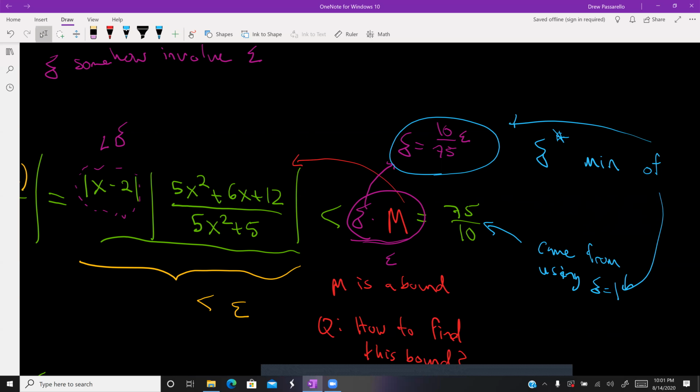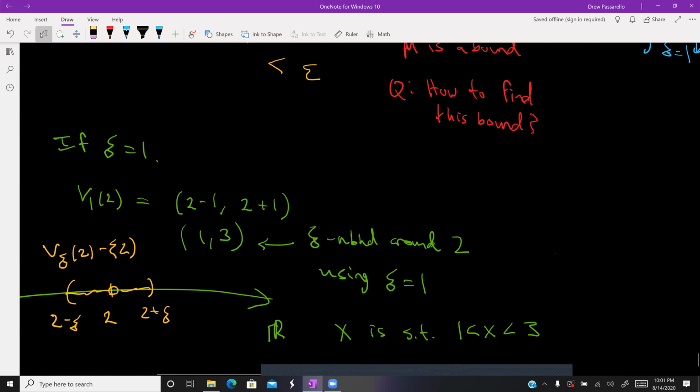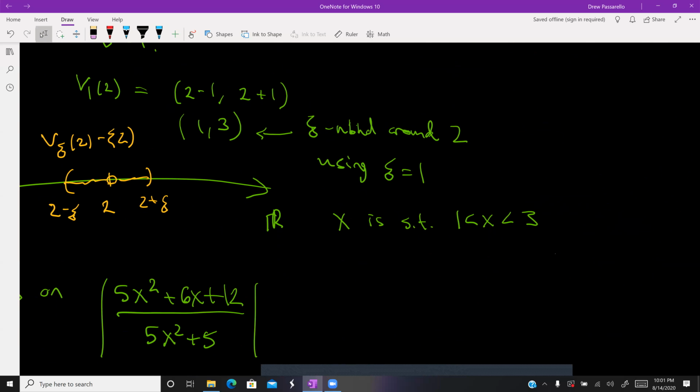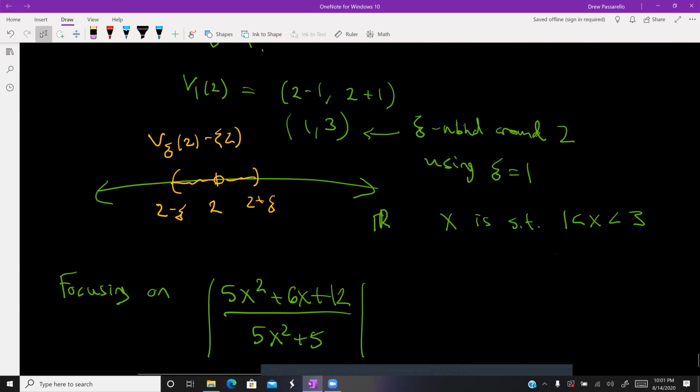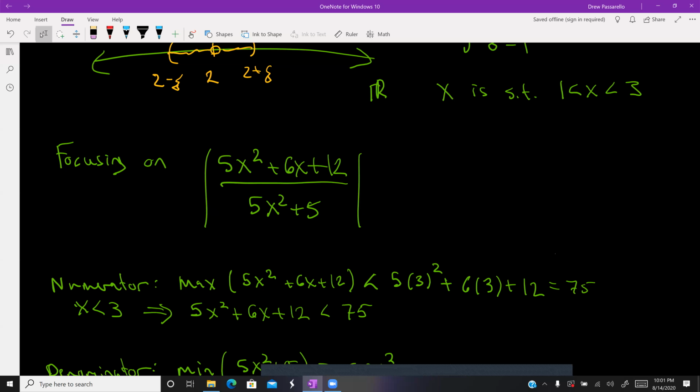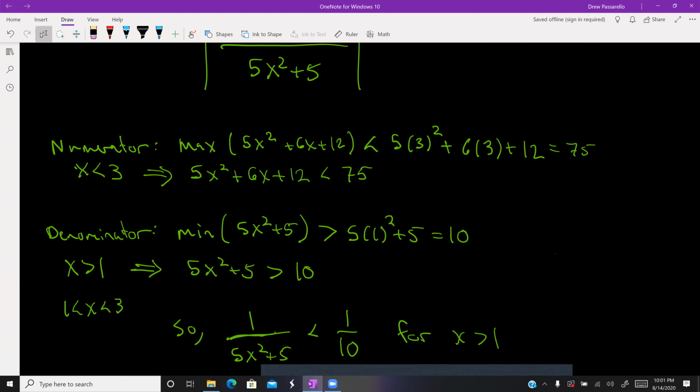All right, and that came from choosing delta being 1, which gave us the open interval 1 to 3. We looked at the endpoints 1 and 3. Now, if you look at the numerator, the biggest it is going to get is some maximum value that's less than 75. That was assuming you plug 3 in for x. And you want to divide by the smallest number possible so that you have the biggest number for that whole thing. So you wanted to find the minimum number for the denominator.